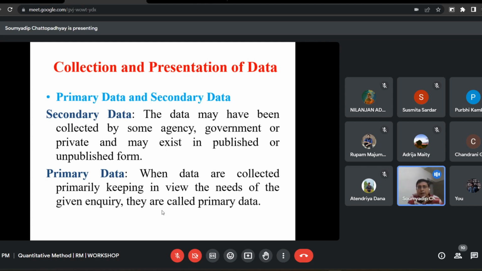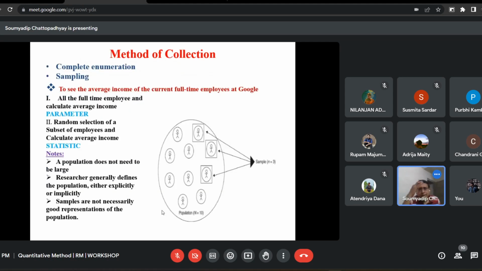We also have primary data, which are generally collected keeping in mind the needs of the given inquiry. That means you have specific research objectives, and to examine them in a systematic fashion, you collect data on the basis of a primary survey.